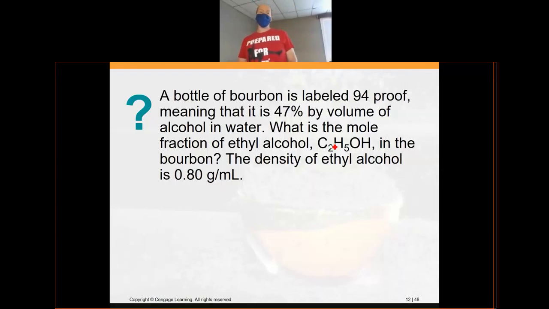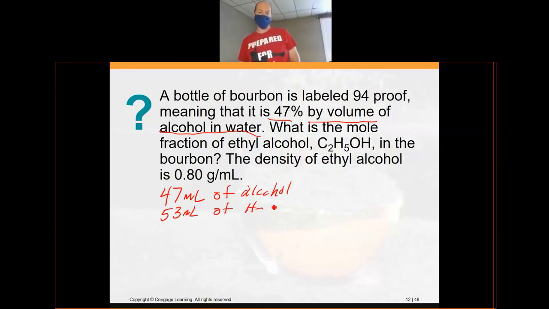Bottle of bourbon, 94 proof. That means that it is 47% by volume of alcohol and water. All right, so this is by volume, which means you would have 47 milliliters of alcohol for every 53 milliliters of water. So that is a 47% by volume of alcohol in water. And the alcohol is ethanol.